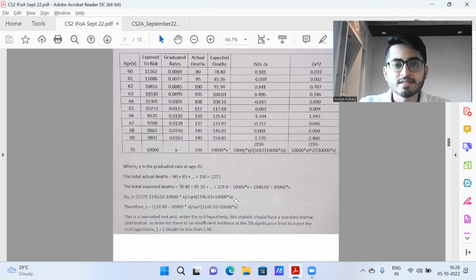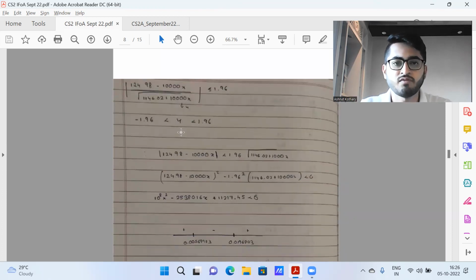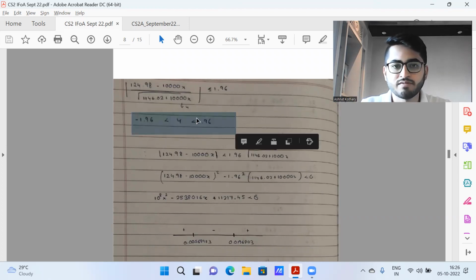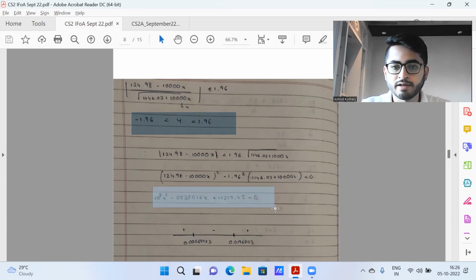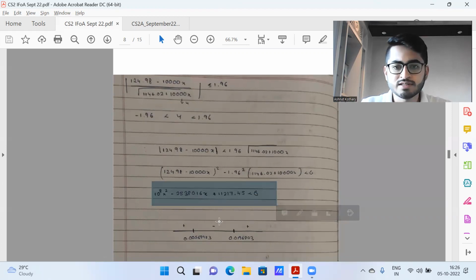Now, we need to have insufficient evidence to reject it. Therefore, this mod z must be less than 1.96. And here I have performed the calculation. Mod z is less than 1.96. You could either write this statement if I denote this entire mod term as y. Other than that, I can just take this part over here, square it, and then I get this particular quadratic equation. I find the roots of these equations.